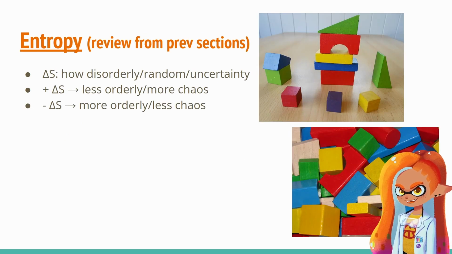Entropy is delta S, and we're seeing how chaotic something gets. We're seeing the randomness, the disorderly. If we have a positive delta S value, that means it's getting more chaotic. So you can see blocks, for example, where they're thrown about. If you have something more orderly or less chaos, so it is organized like this, I had to put energy in order to make it organized, then that is designated with a negative delta S.